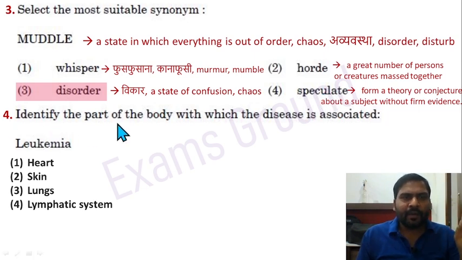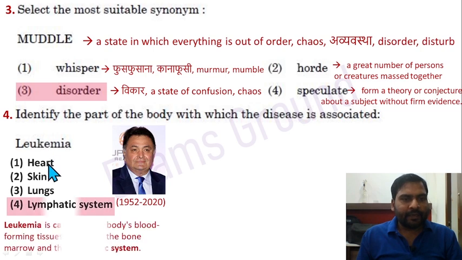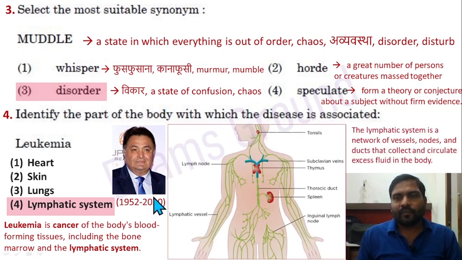Question 4. Identify the part of the body with which the disease is associated. Leukemia. With this disease, Rishi Kapoor died in 2020, and leukemia is related to the lymphatic system. Leukemia is a cancer of the body's blood-forming tissues, including the bone marrow and the lymphatic system. The lymphatic system is a network of vessels, nodes, and ducts that collect and circulate excess fluid in the body. So various parts of the lymphatic system are shown in this particular picture.